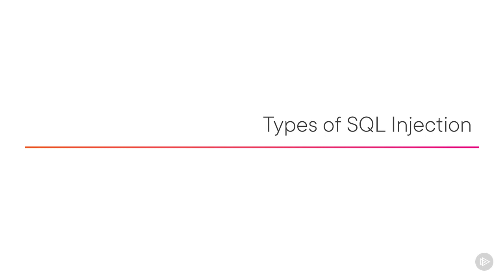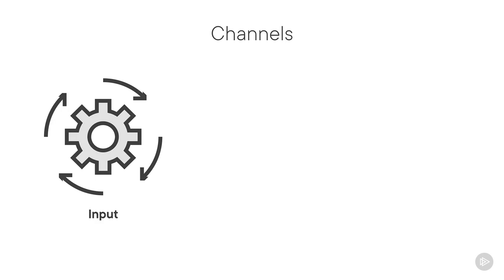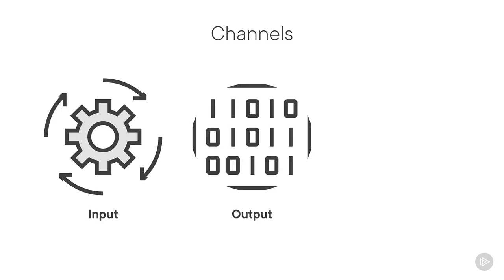In order to discuss the types of SQL injection, it makes sense to look at the different channels that you have. And with channels we mean access to the database that you're trying to attack. You have an input channel and you have an output channel. With the input channel we mean the control channel, so where you send your SQL statements to, which will then be executed on the database.